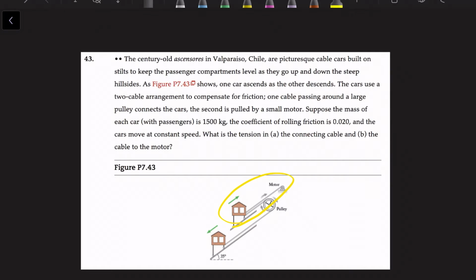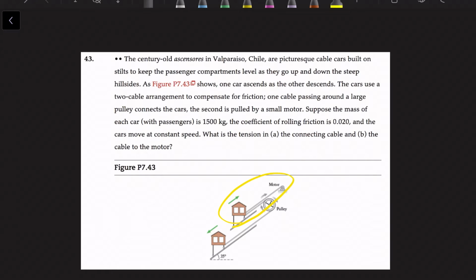The cars use a two-cable arrangement to compensate for friction. One cable passing around a large pulley connects the car. The second is pulled by a small motor. Suppose the mass of each car is 1,500 kilograms. The coefficient of rolling friction is 0.02, and the cars move at a constant speed. What is the tension in the connecting cable and the cable to the motor?